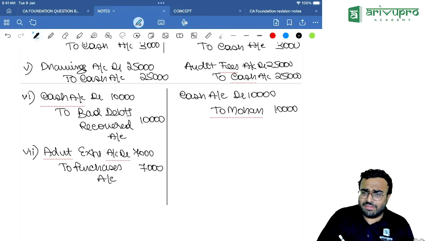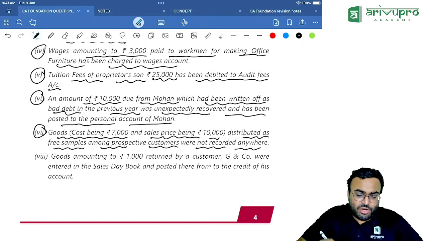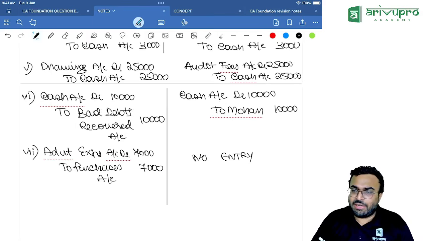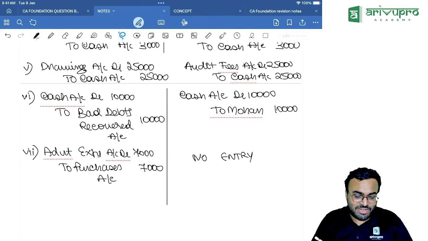Clear? Are you clear with this? Now, what is the wrong entry? What is the wrong entry? They have not recorded it at all. So you should be very happy, right? Wrong entry is no entry. So what should you do? You should just record it. Clear? We can't do copy paste.